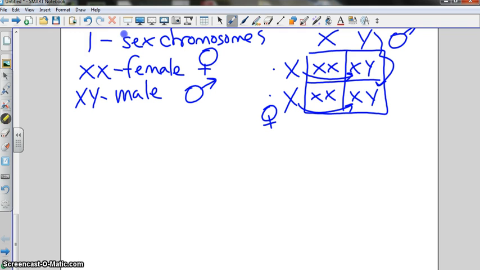All right, what we're going to find out is you can be colorblind if you're a female, but you're more likely to be a male. And here's going to be why. So let's look at color blindness.